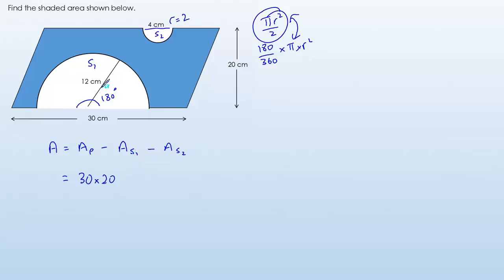So for semicircle 1 the radius is 12, so that's going to be pi times 12 squared and divide that by 2. Remember that's the same as multiplying by 180 over 360. And this one's radius is 2, so pi times 2 squared over 2. And we just need to calculate that.